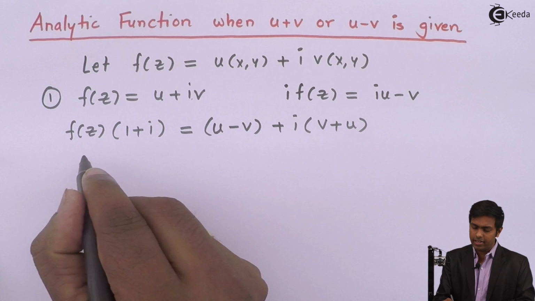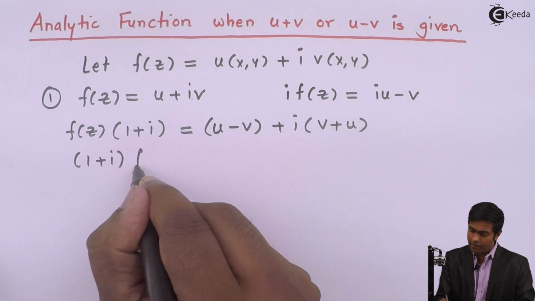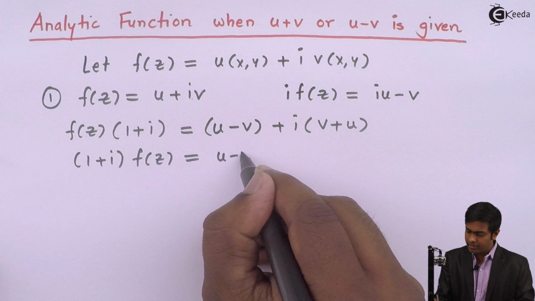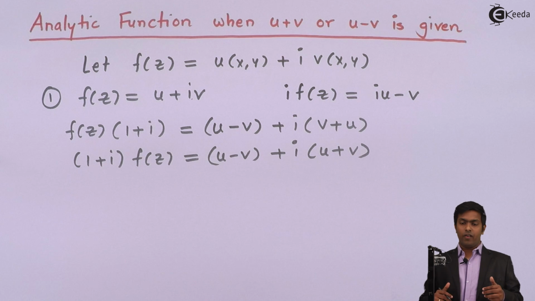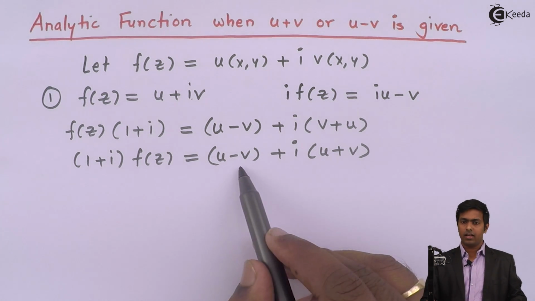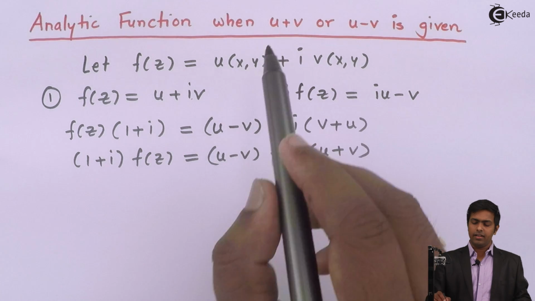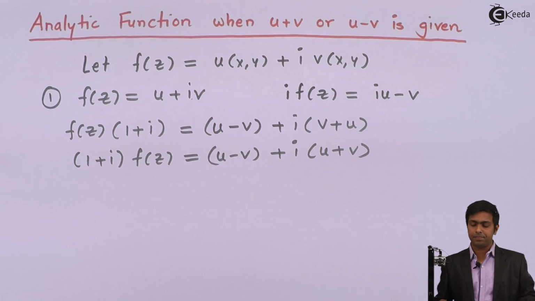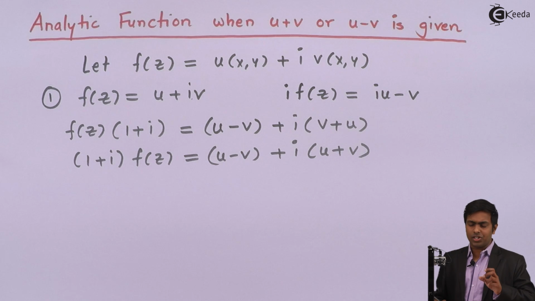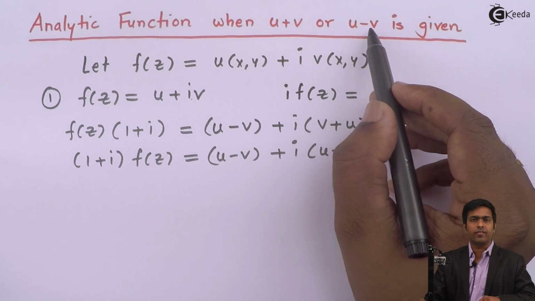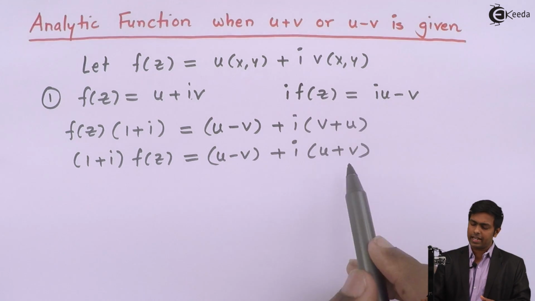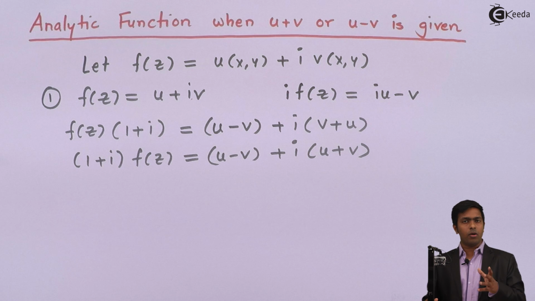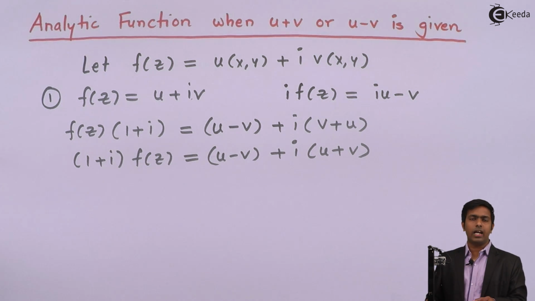So if I rewrite this, we got the value of 1 plus i f of z as u minus v plus i into u plus v, and now we have the terms u minus v as well as u plus v in the f of z. Now in the question, if u minus v is given, it means the real part is given, and if u plus v is given, then the imaginary part is given, and from that we will get the value of the analytic function. So let's see how to proceed.